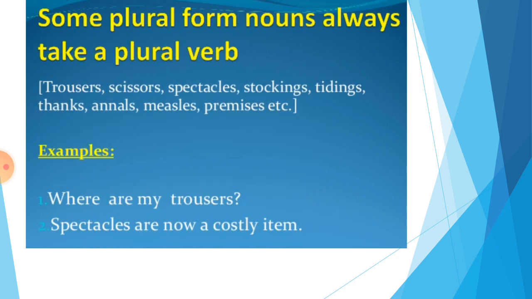And here some plural form nouns always take a plural verb. Treasures, scissors, spectacles. Annals, missiles, premises, etc. Examples: where are my treasures? Spectacles are now a costly item.